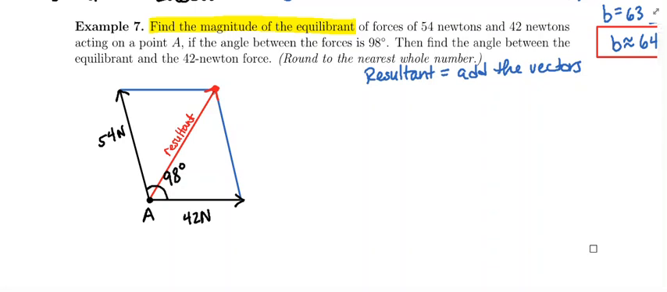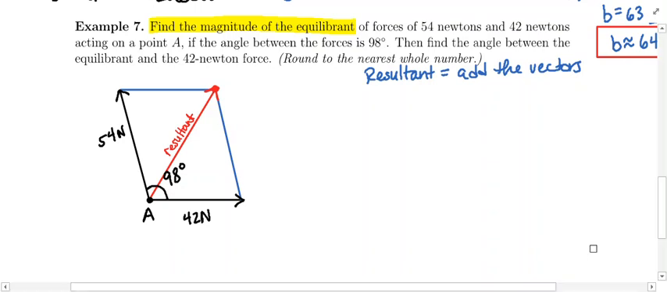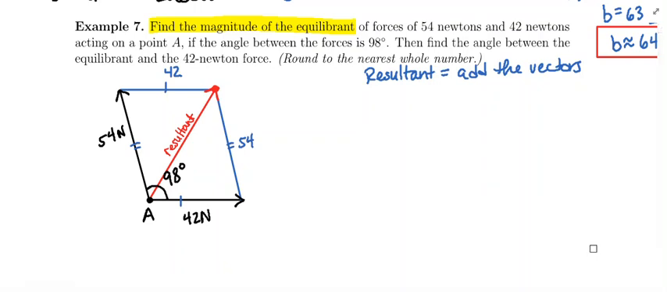The directions say to find the magnitude of the equilibrium. Before I go into the equilibrium, I'm going to find the magnitude of the resultant. And then, like I said, we'll talk about the equilibrium. So we've got a parallelogram here. So I know that this side has to equal this side. So this side has a magnitude of 42. This side has to equal this side. So this is 54. And we can figure out these angles right here because this is a parallelogram.